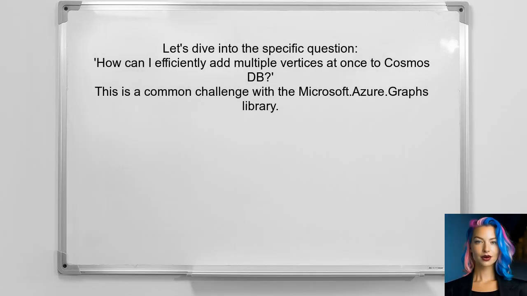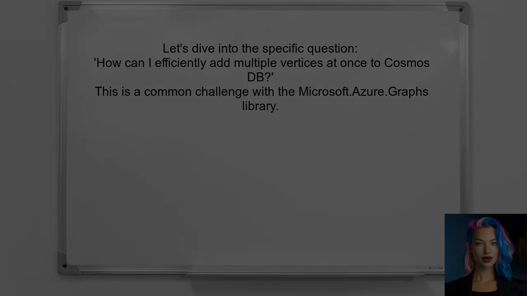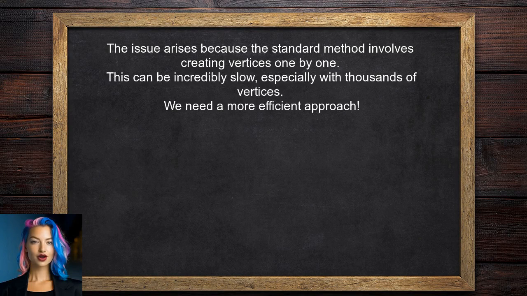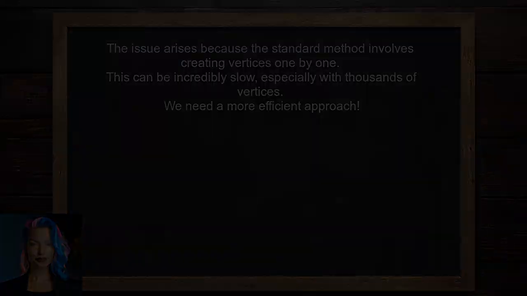Let's dive into the specific question at hand. One user recently asked, how can I efficiently add multiple vertices at once to Cosmos DB so I may later query using the Graph API syntax? This is a common challenge, especially when using the Microsoft Azure.Graphs library. The issue arises because the standard method involves creating vertices one by one, which can be incredibly slow. When you're looking to add thousands of vertices, this method just doesn't cut it. We need a more efficient approach.